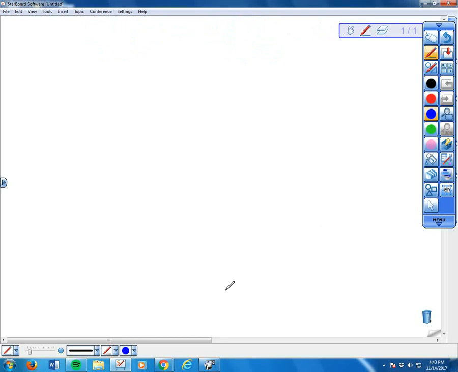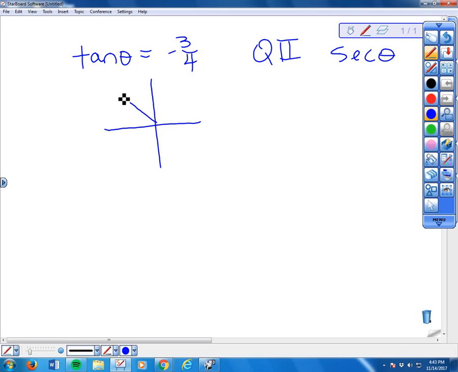Number 2, if tangent theta equals negative 3/4 on the interval 90 to 180, that's quadrant 2, find secant theta. Well, I'm just going to go ahead and draw my reference triangle. Tangent is 3 over negative 4, so this must be 5. Secant then is 1 over cosine. Cosine is adjacent over hypotenuse, so secant theta is negative 5/4.